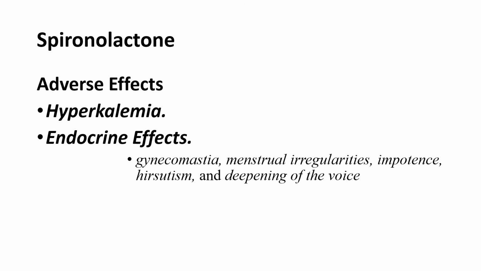For the adverse effects, we have hyperkalemia. So the potassium-sparing effects of spironolactone can result in hyperkalemia, wherein it can produce fatal dysrhythmias. We have endocrine effects. So spironolactone is a steroid derivative with a structure similar to that of a steroid hormone. As a result, spironolactone can cause a variety of endocrine effects, including gynecomastia, menstrual irregularities, impotence, hirsutism, and deepening of the voice.